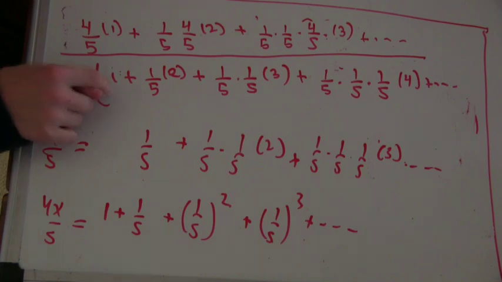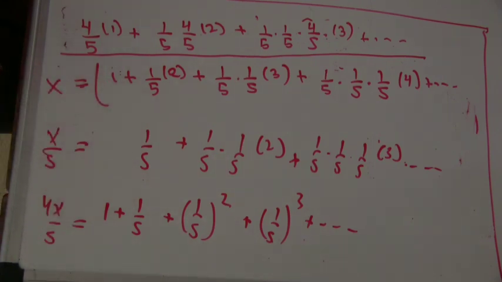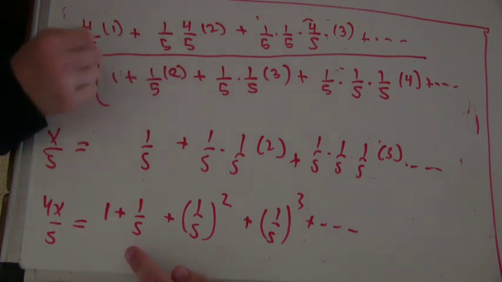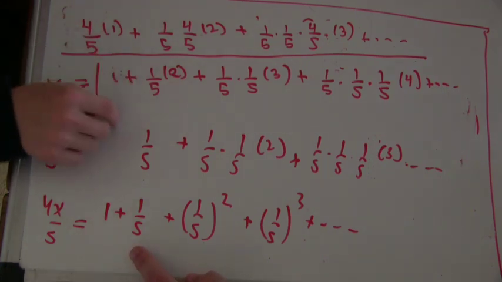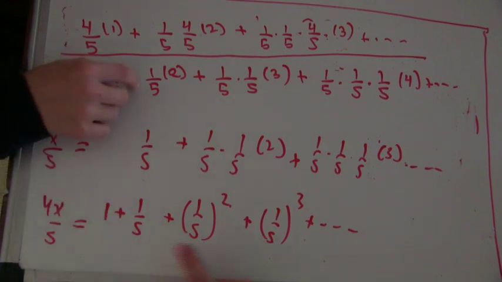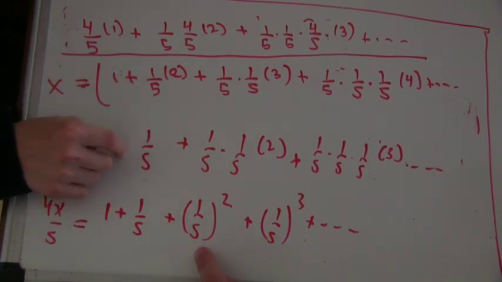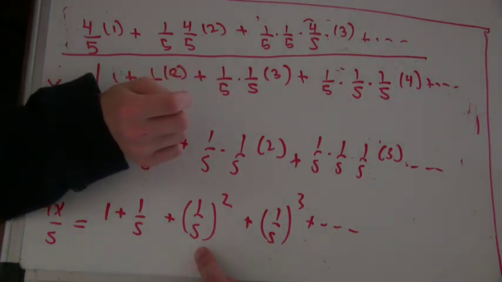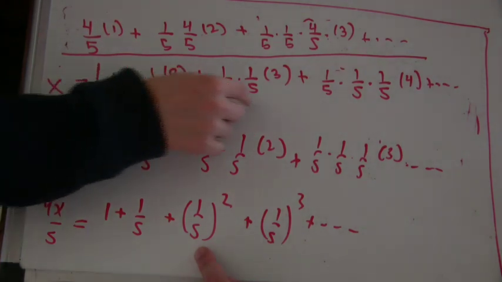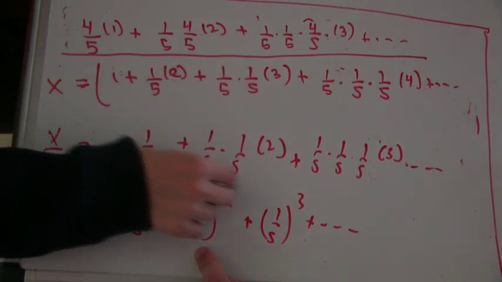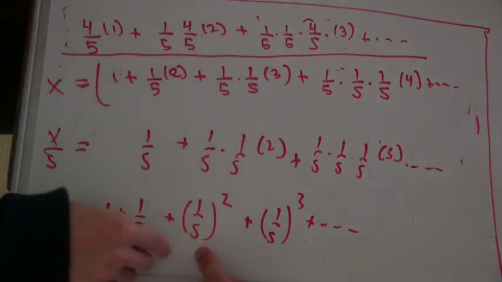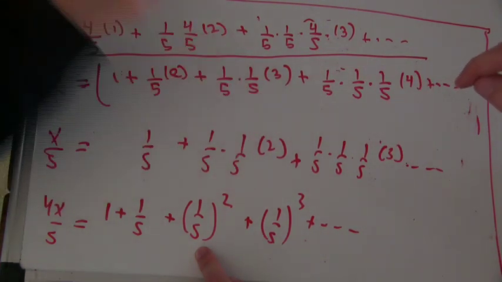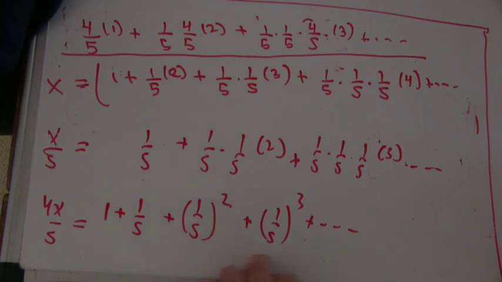It comes from up here. 1 minus what? 1 minus nothing. Okay, and what about this 1/5? Where did that come from? 1/5 times 2 minus 1/5. Okay, and what about this 1/5 squared here? Where did that come from? 1/5 times 1/5 times 3 minus 1/5 times 1/5 times 2. So yeah, not over, not times, subtract. Yeah. So do you see how we're getting this nice series now?